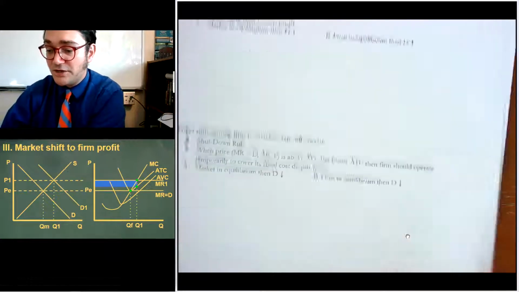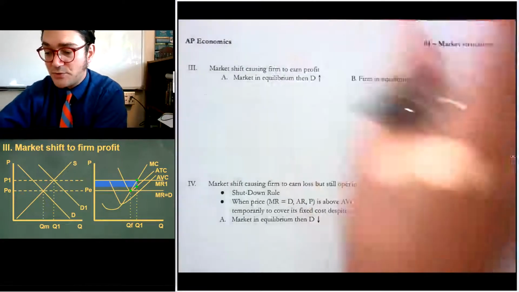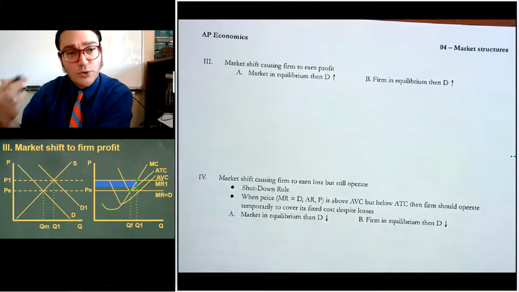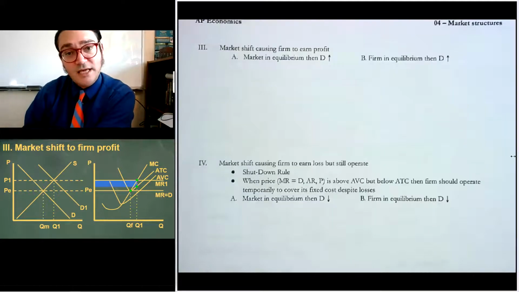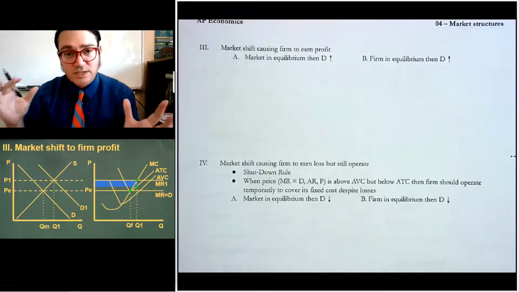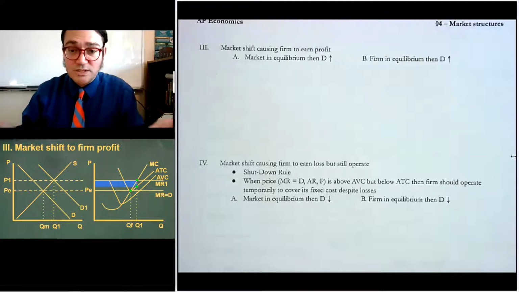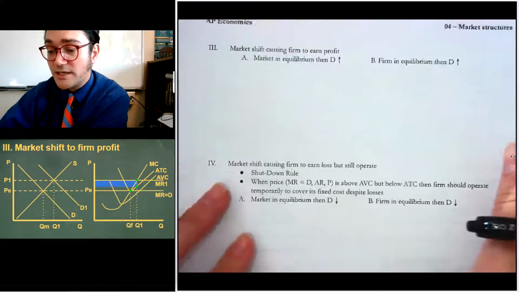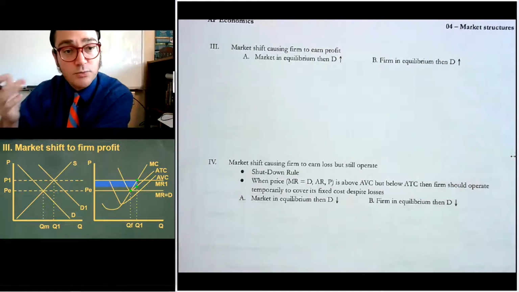Now let's take a look at what happens in the next portion, get the next sheet of paper, when there's a market shift that causes the firm to earn a profit. So we already established that in equilibrium, the perfectly competitive firm is earning zero economic profit. It's breaking even. But in this circumstance, we're going to see what happens when something changes to cause the firm to earn a positive economic profit. So this would be a short run equilibrium. It's not going to be in the long run.